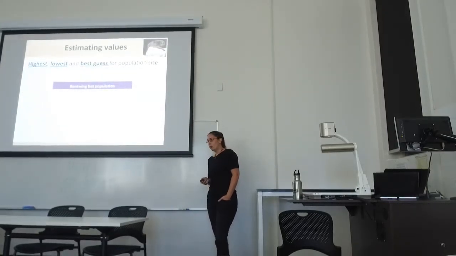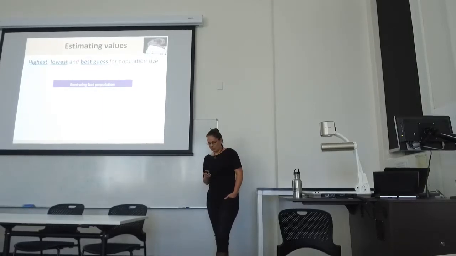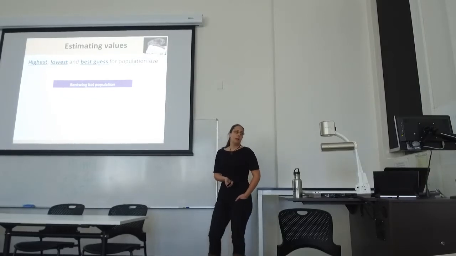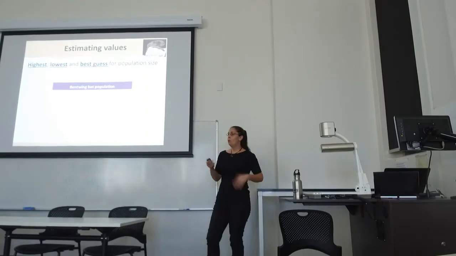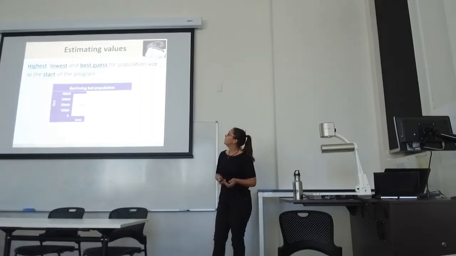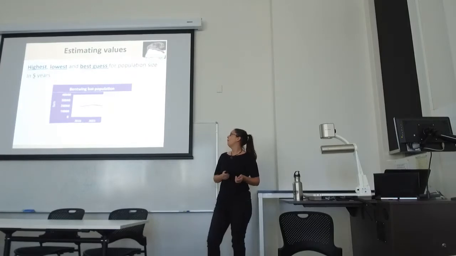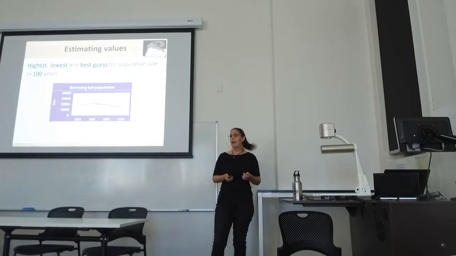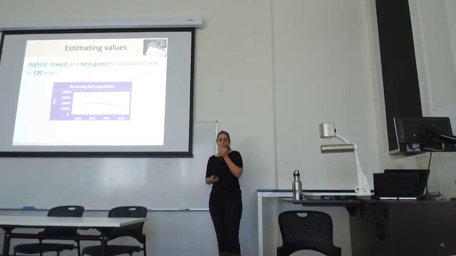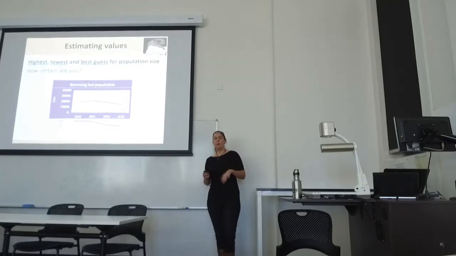So we ran some workshops and we asked all our experts. We did 12 species, and this is the example of the Eastern Bent-wing bat. We asked our experts to predict the highest, lowest and best guess for what they thought would happen to these populations at the start of the program, in 5 years' time, in 20 years' time, and in 100 years' time. And we also asked them to tell us how sure they were of their estimates.